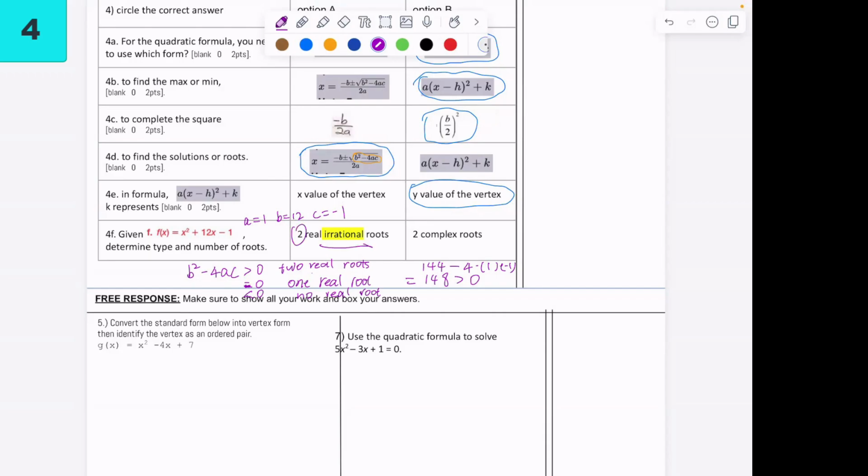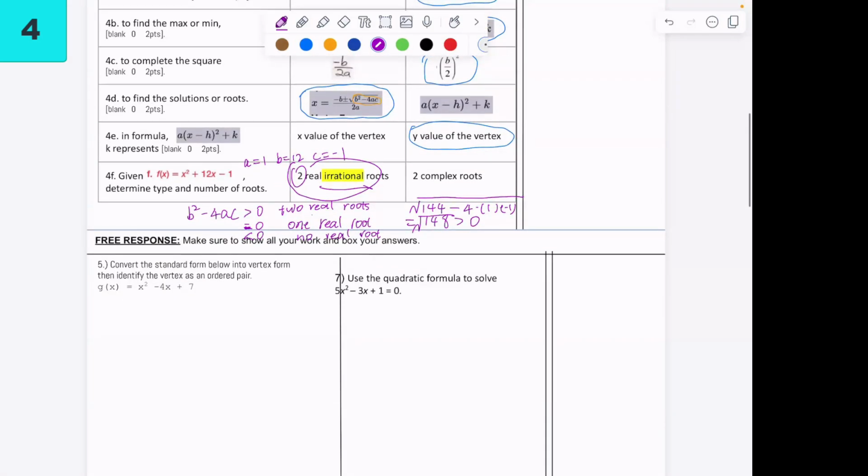Why is it irrational? Because of the square root of 148. 148 is not a perfect square number, right? The square root of 148 is irrational. It would not be irrational only if this number is a perfect square number, okay?